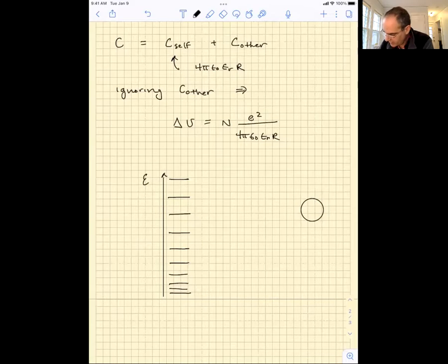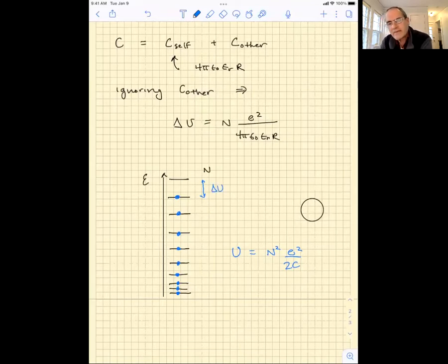Okay, where the energy depends on how many of the energy levels are occupied, according to the formula that we wrote down a moment ago, N squared E squared over 2C. And in any event, here we are. And then delta U is just the energy difference between the highest occupied energy level and the next one.